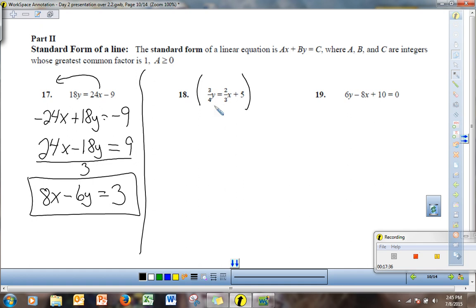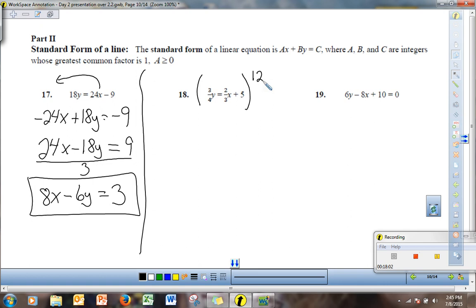I need the least common multiple that 4 goes into and 3 goes into. So I need the smallest number that you could divide 4 into and 3 into. That number happens to be 12, because I can go 12 divided by 4, and I can go 12 divided by 3.